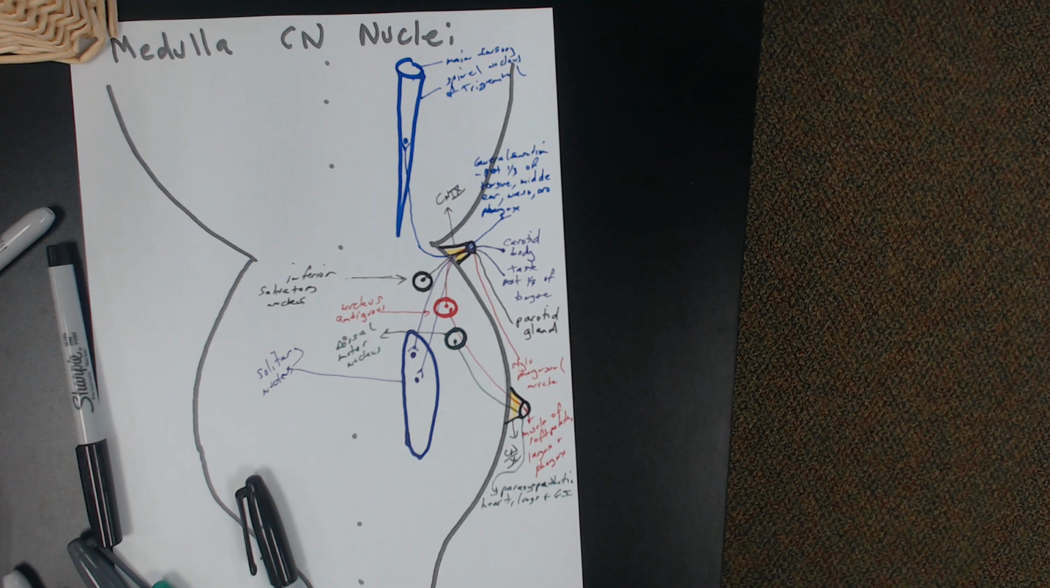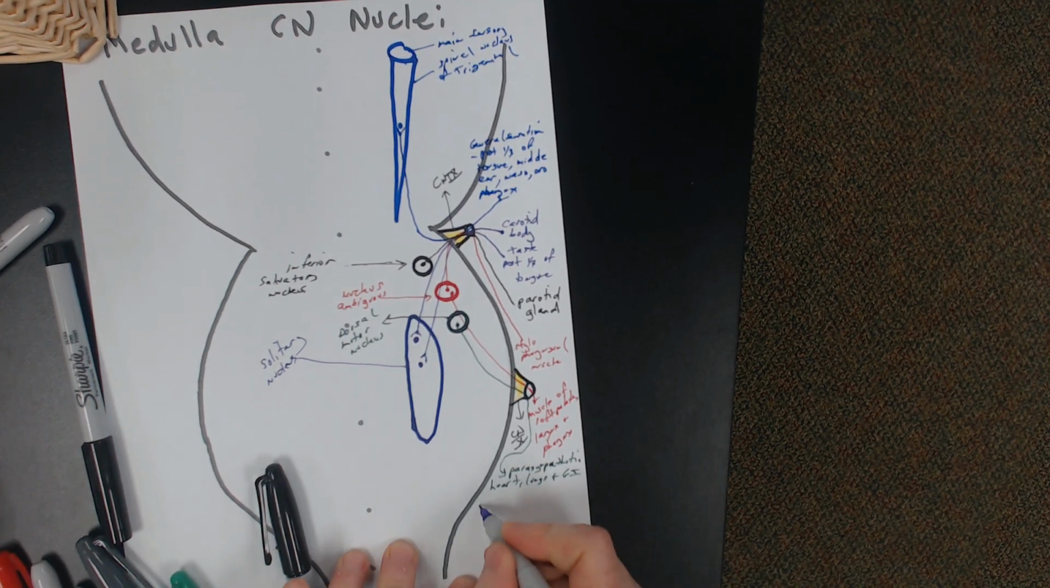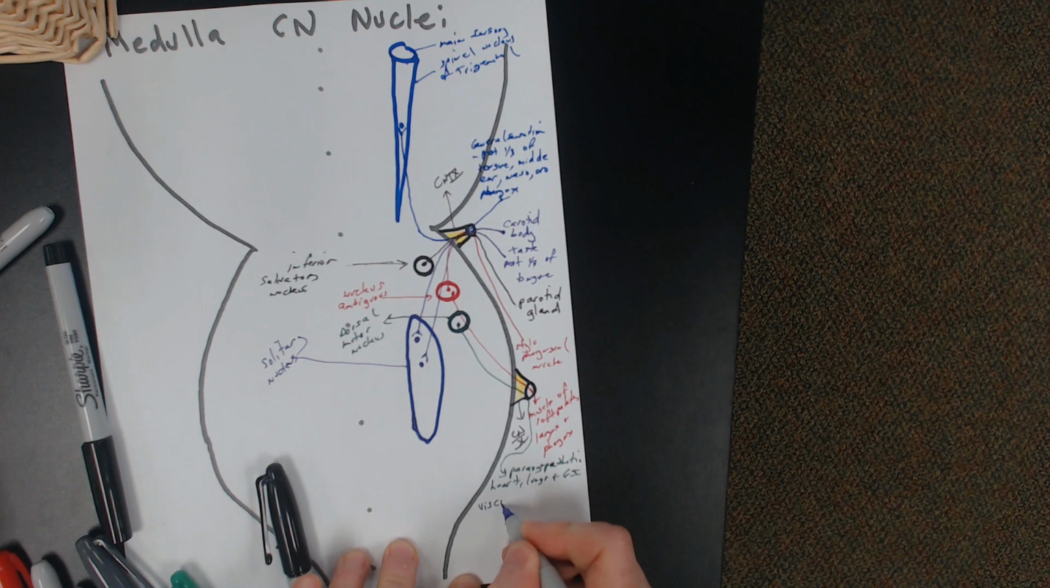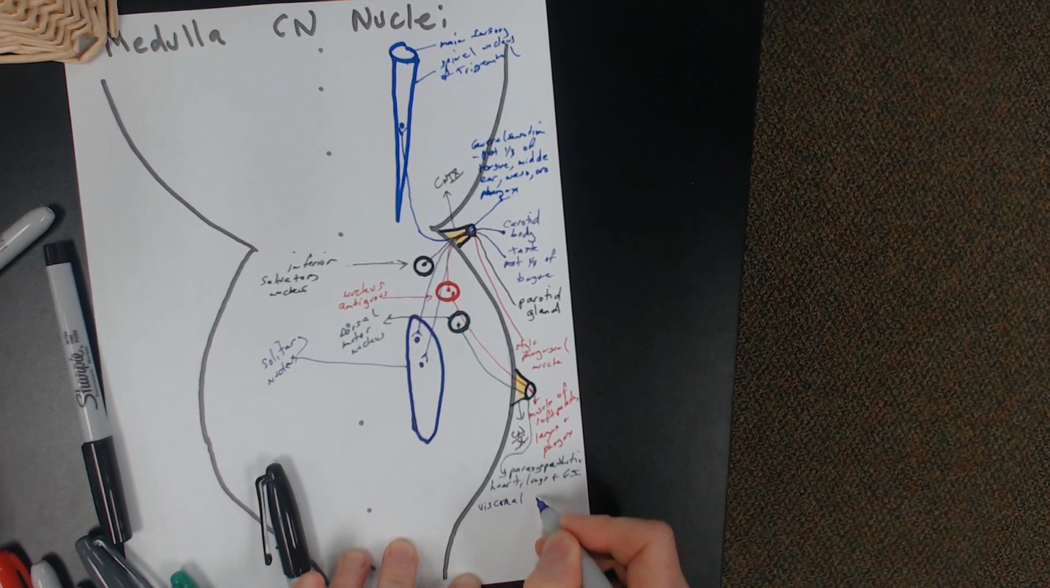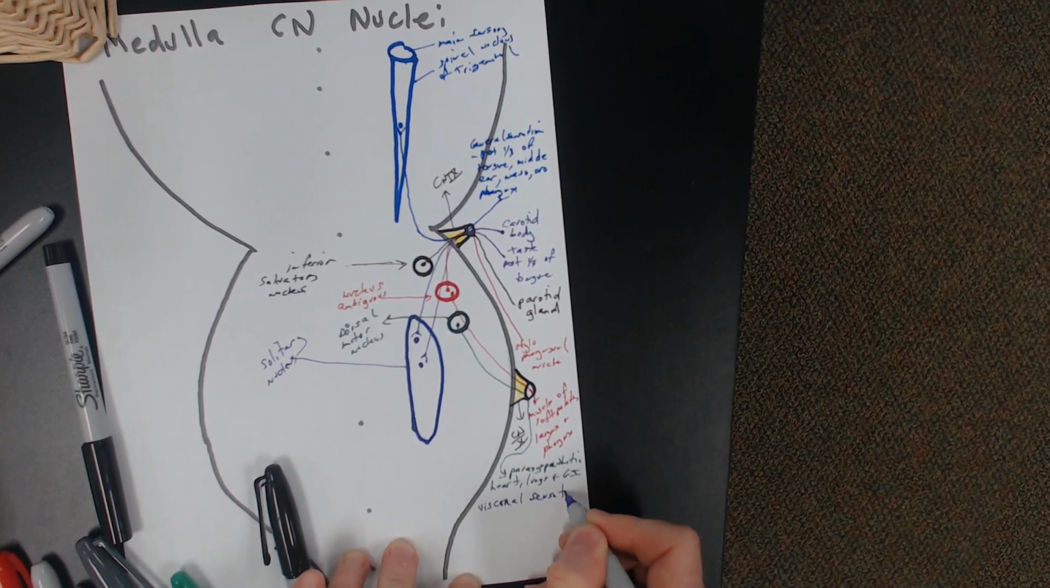Give me another function for cranial nerve number 10. Visceral sensory. Visceral sensation. Awesome. So let's talk about visceral sensation in the area of the heart, lungs, and GI tract.